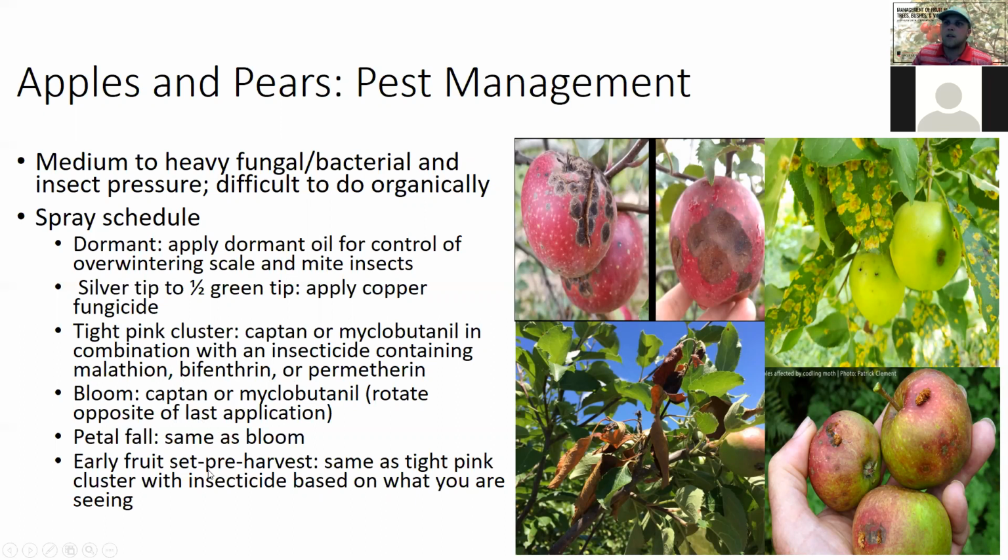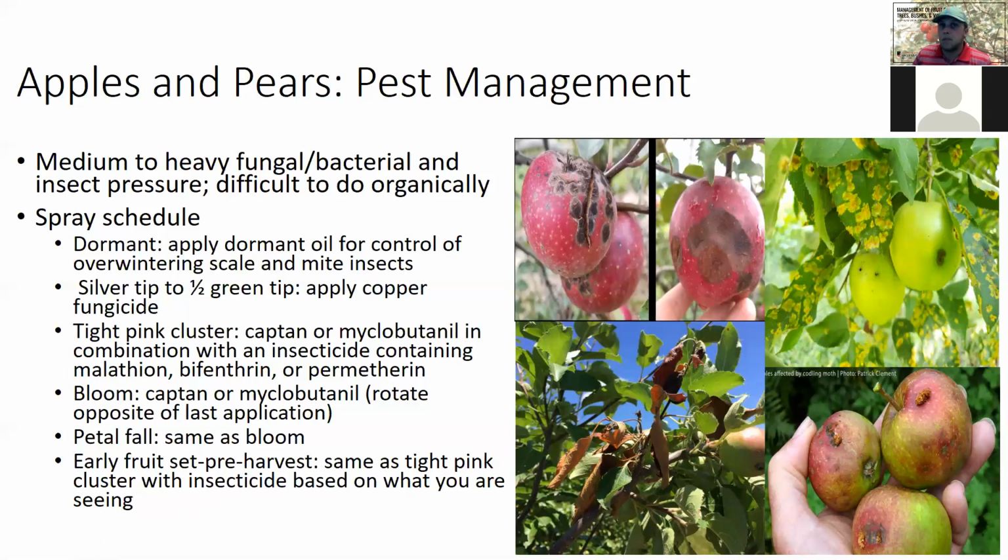Early fruit set to pre-harvest. This is the same as the pink cluster stage, with an insecticide based on what you're seeing. Some insecticides are better than others. It just depends on what you're primarily dealing with. This is where your scouting comes into play, keeping a close eye on your trees and the fruit.